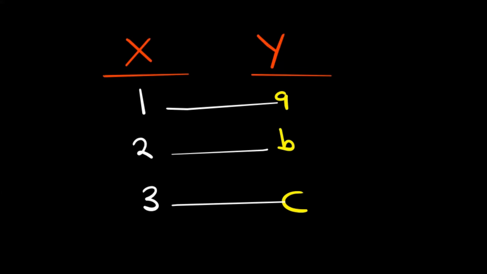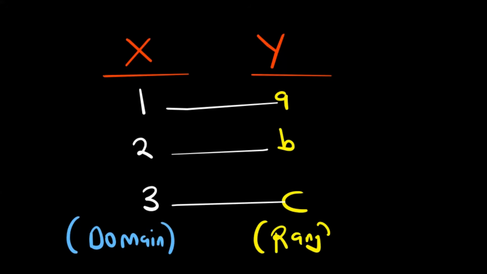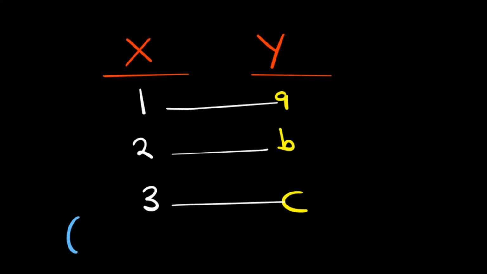So the x values in this case are going to be called the domain. Then, since all the y values are mapped to some x value, this is what we call the range, because all y values are related to some x value. That is very important. Now, to clarify it further, that is the domain there.